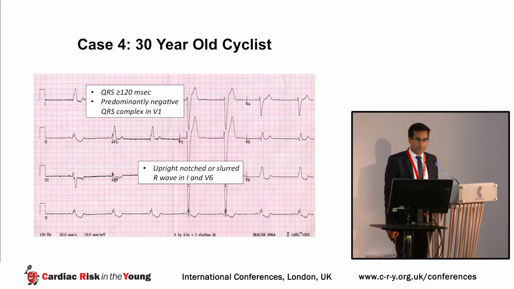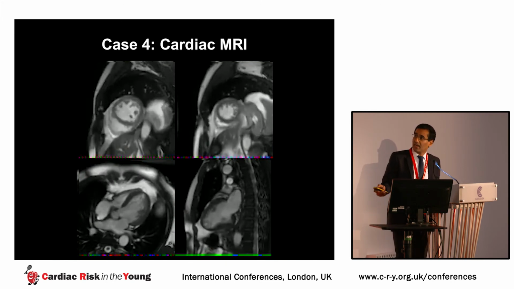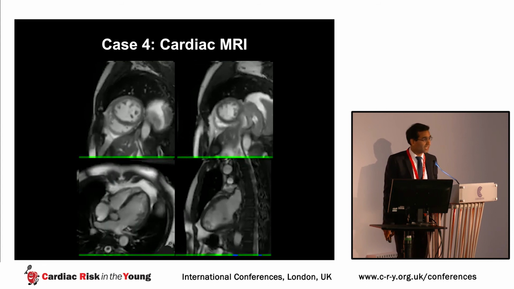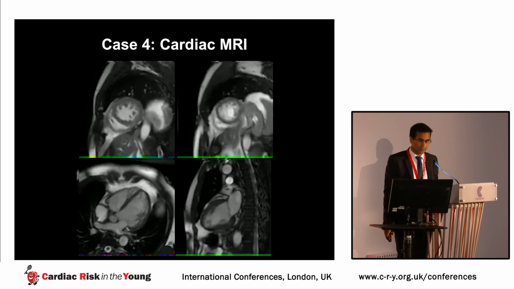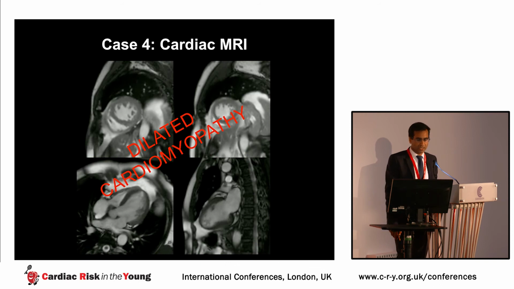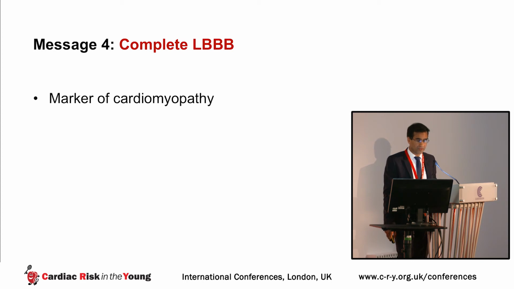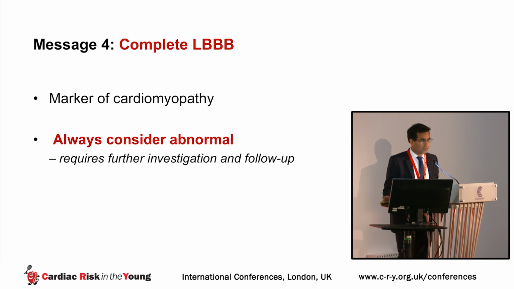So we performed further investigations on this individual, and his cardiac MRI scan showed clear features of the left bundle branch block in terms of dyssynchrony. He also had increased indexed left ventricular end diastolic volumes and a reduction in LV function, and was diagnosed with a dilated cardiomyopathy. So my fourth message is about left bundle branch block. Again, this can be a marker of cardiomyopathy, and it should always be considered abnormal until proven otherwise, and it requires further investigation and follow-up.